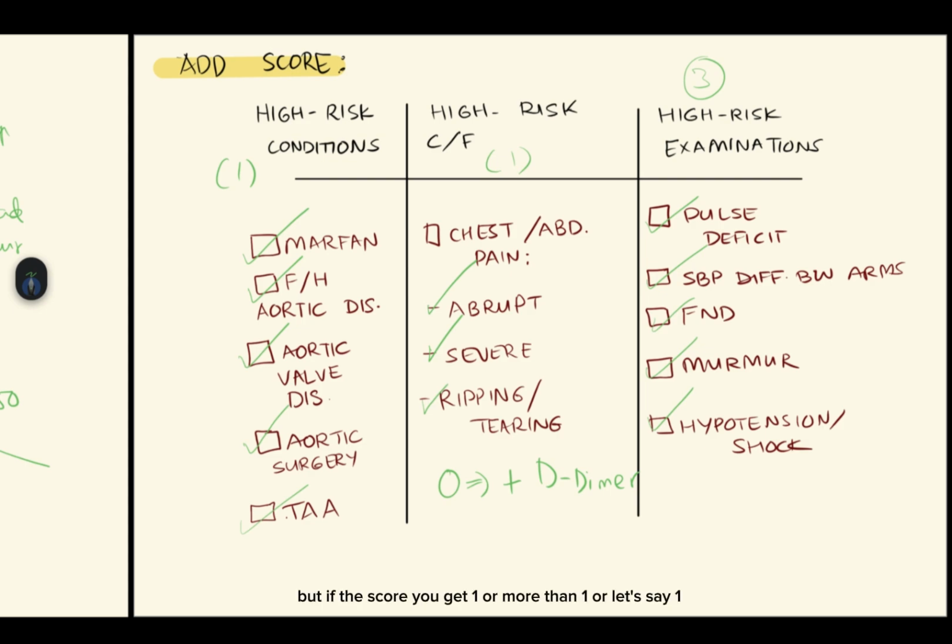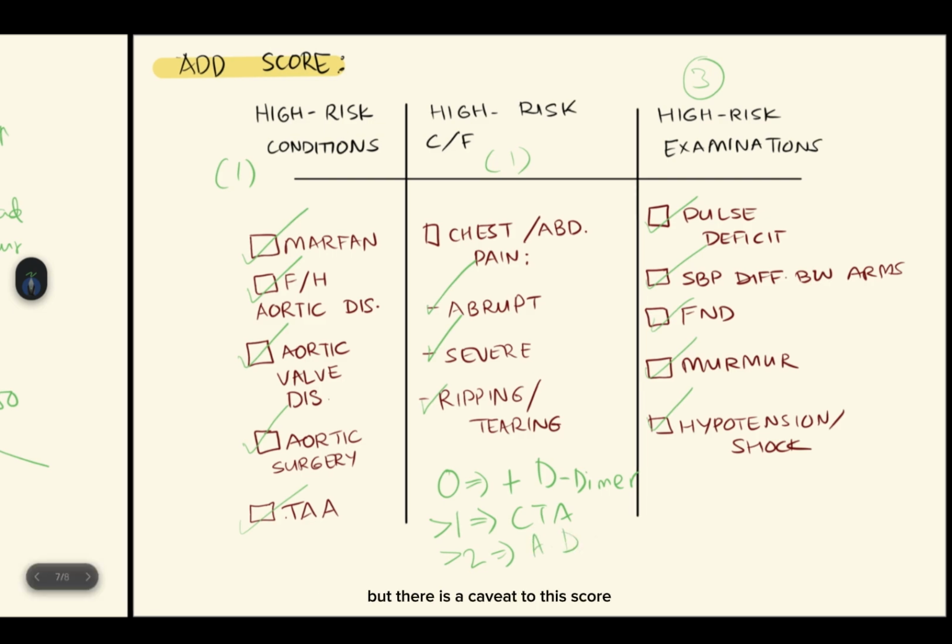But if you score 1 or more than 1, then you have to get a CT angio. If you score 2 or more than 2, even if your D-dimer is negative, these patients are high pretest probability for having aortic dissection. But there is a caveat to this score.